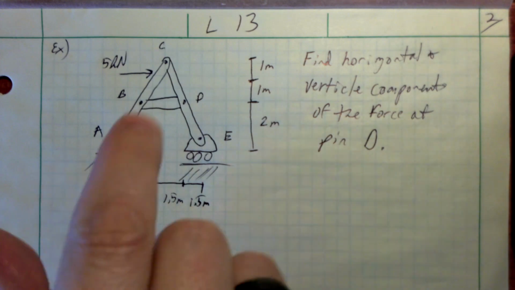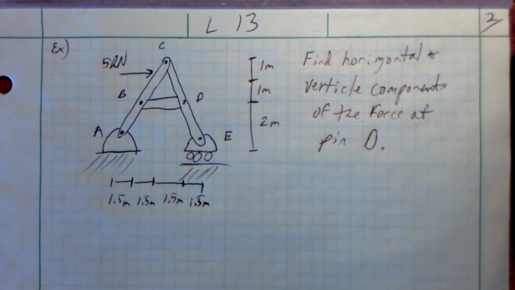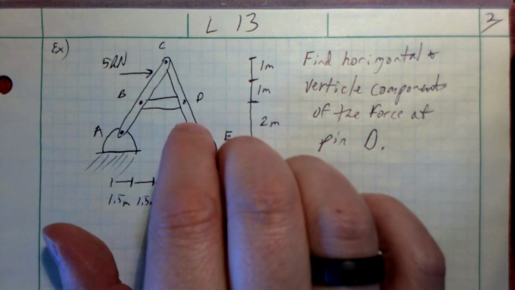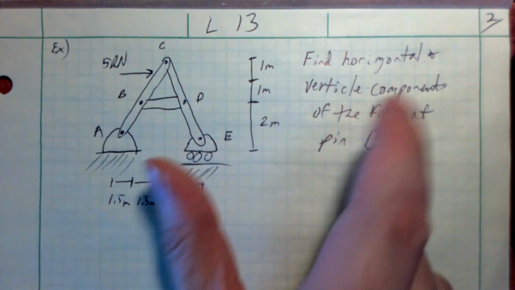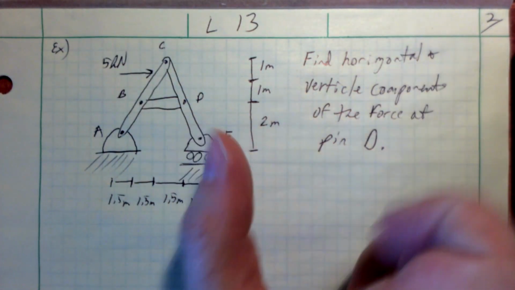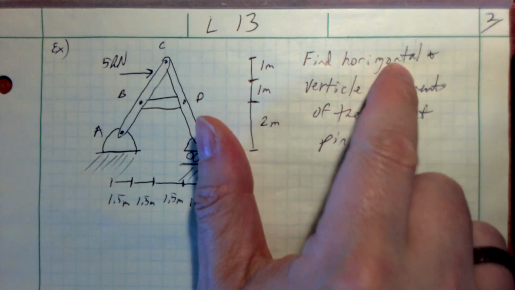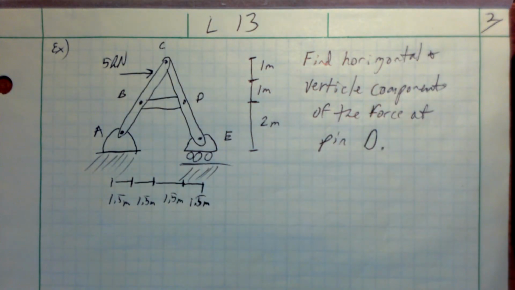Now, member BD here, that one ends up being a little bit different. We're going to talk about that, but we're not going to treat it differently right off. We're going to treat them all the same. When I'm dealing with a frame or a machine, I need to be prepared to treat each pin as having an unknown vertical and horizontal component, an unknown X and Y component.